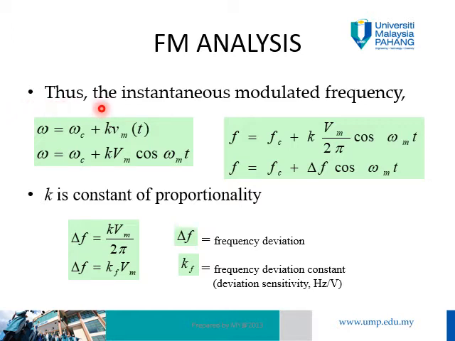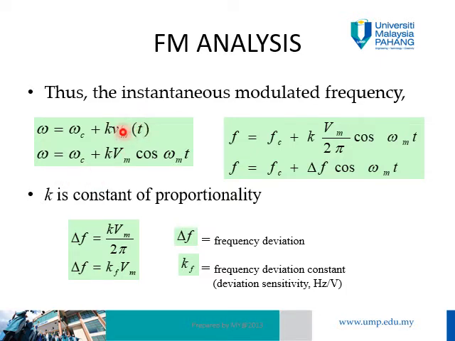Okay, the instantaneous modulated frequency, let's say omega equal to omega c plus k Vm(t). So what is this? This is the frequency of the FM signal, the sum of the frequency of the carrier plus k times the modulating signal.